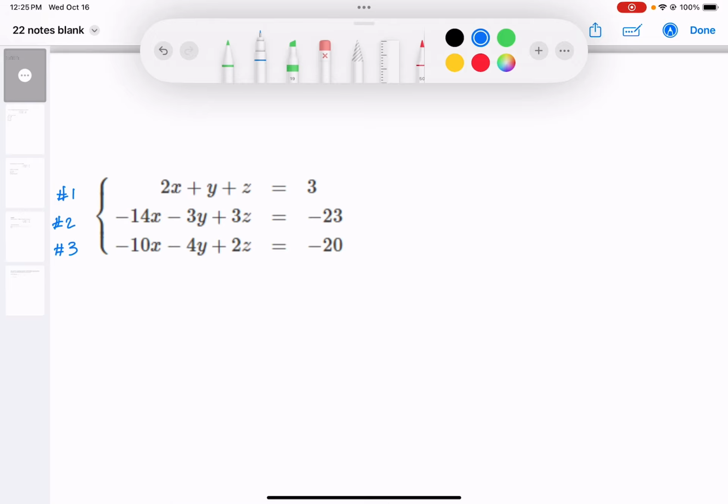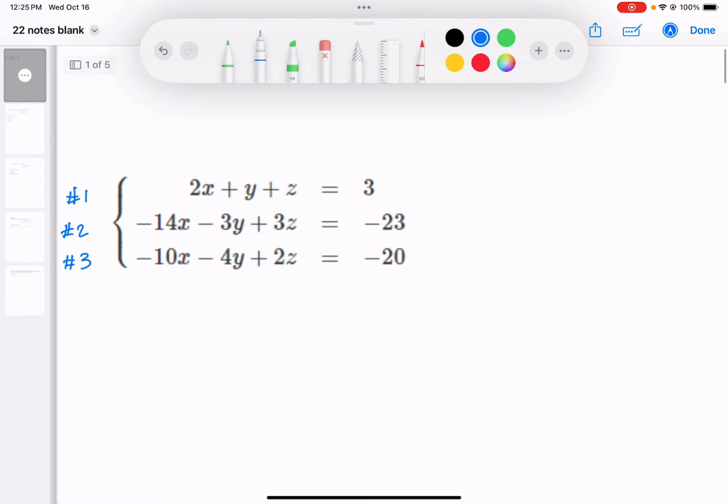I just kind of look at the equation and decide maybe which one I'm going to look at. And so here's this whole thought process. So here in equation 1, I have a positive 2x. And here in the bottom, I've got a negative 10x. So in order for me to combine those two and get those x's to go away, I'm going to take number 1 and I'm going to multiply it by 5. This is a scalar of 5.